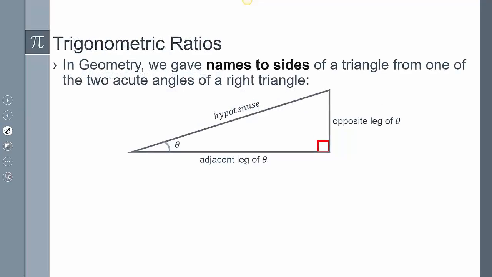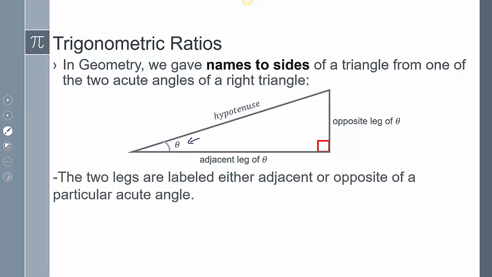So in geometry, we gave the names of the sides of a triangle from one of the 2 acute angles of a right triangle. So let's just say hypothetically I wanted to use this angle as the angle I'm going to make my references to. That means from this given angle here, this is considered my opposite side, or the opposite leg. And then from this angle, this is considered the adjacent leg, or the adjacent side. My hypotenuse is always the hypotenuse because it's always opposite from the 90 degrees.